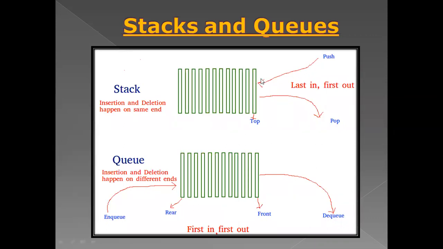Same like that, these are the books. If I want to push, I just put it here, and if I want to remove, I just remove from here. So at the same point, at the top only, there is an insertion and there is a deletion also. This is the top, so it works on last in, first out. So whatever comes last, it will be removed first. Insertion and deletion happen on the same end, which is the top only.